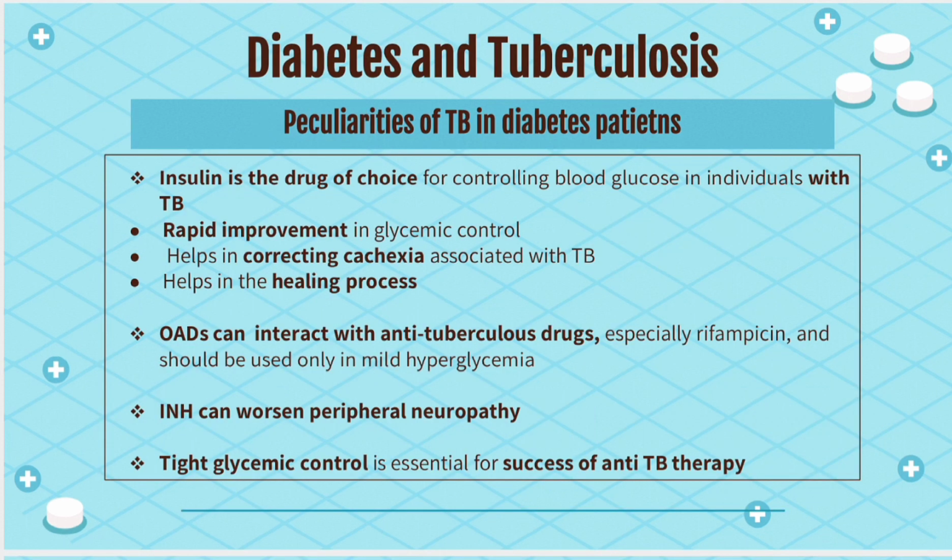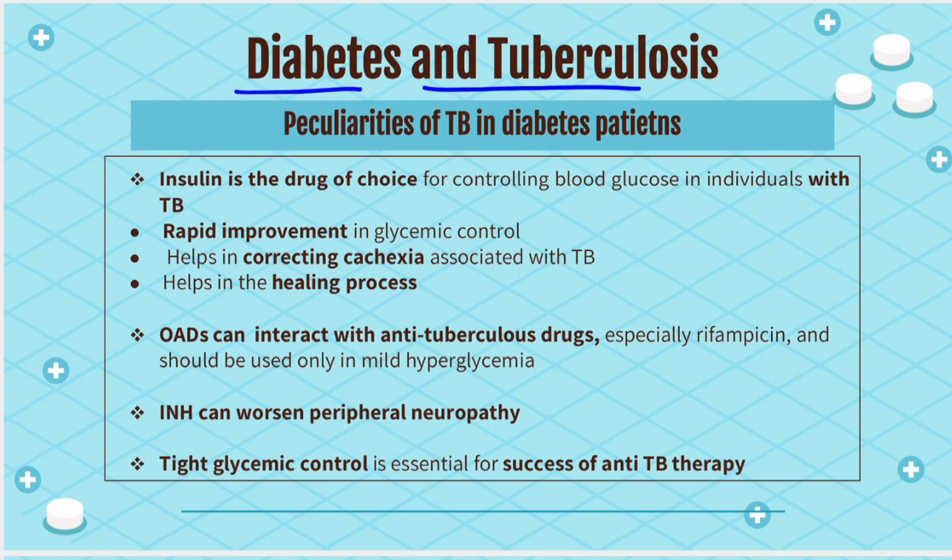Now discussing the treatment of tuberculosis in any patient with diabetes. Insulin is the drug of choice in any patient with diabetes having TB. There are a few advantages of insulin in any patient with TB: it rapidly improves the glycemic level of the patient. It also helps in correcting the cachexia. Cachexia means the weakness and wasting of the body associated with TB. It also helps in a better healing process.